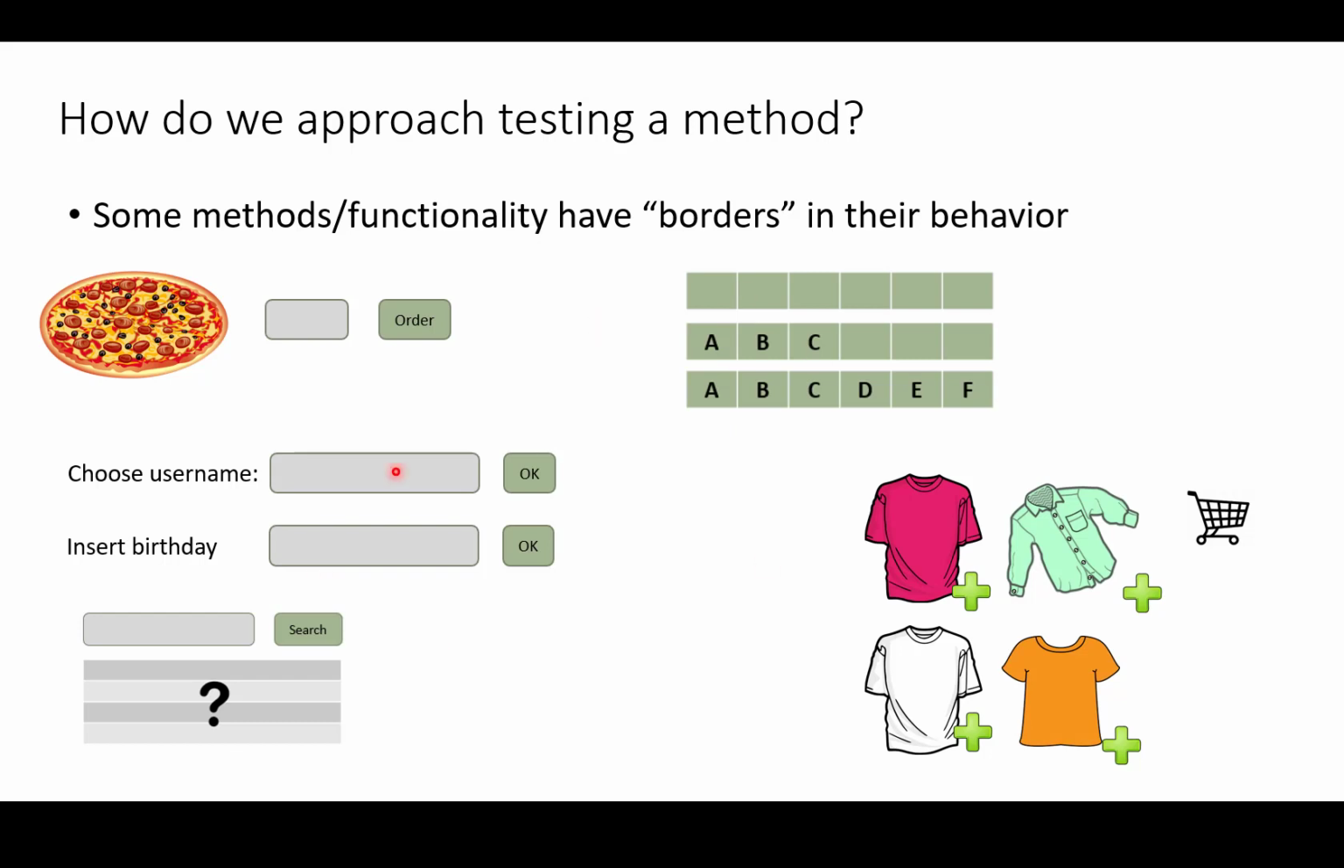Right, so a bunch of cases where we have some kind of range, some kind of border between one type of functionality and another. Our functionality changes from one side of the border to the other.